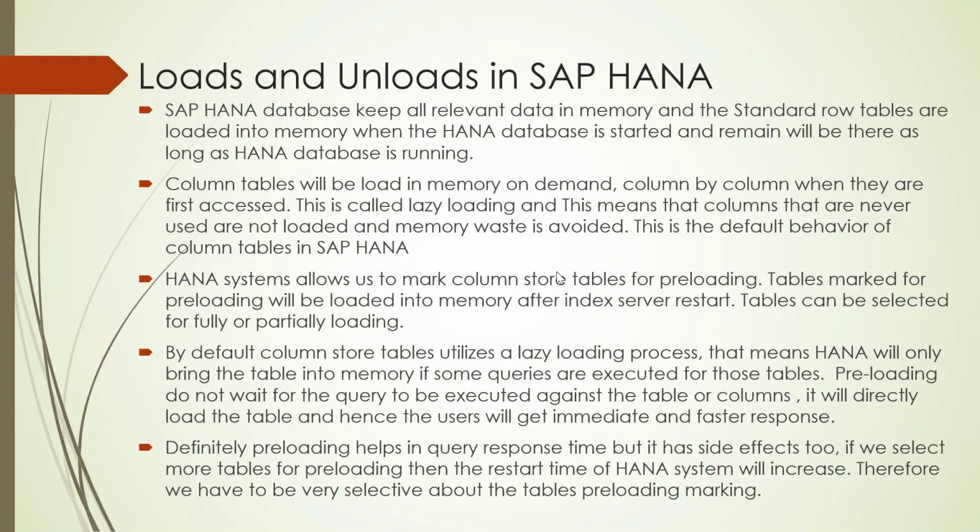So what are the column tables? When the user accesses them, the columns are loaded into memory column by column. So column tables will be loaded in memory on demand, column by column, when they are first accessed. This type of loading we call lazy loading. Interview question: what is lazy loading? You can explain it this way: column tables will be loaded into the memory on demand, column by column, when they are first accessed. This type of loading we call lazy loading or column lazy loading.